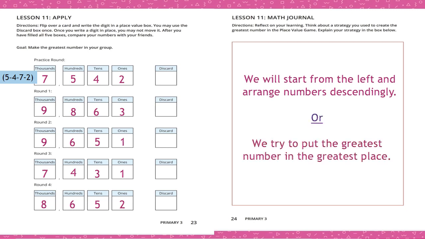Or we can put the greatest digit in the greatest place. As we did, 7 is the greatest digit, we will put it in 1000. Then the greatest will be 5 because we took 7. 5 in hundreds, 4 in tens, 2 in ones, and so on.